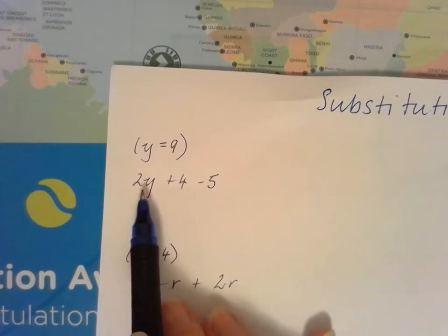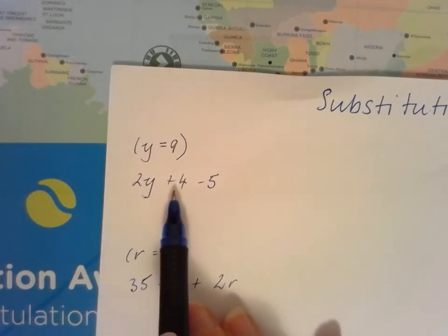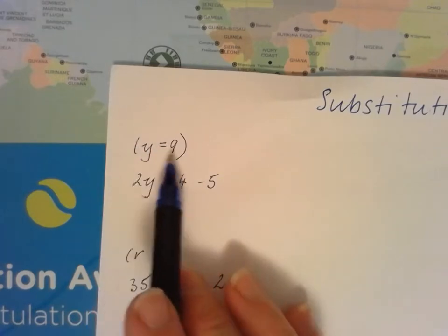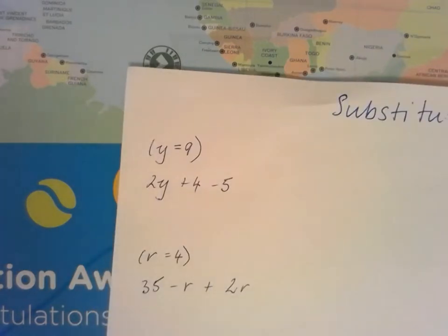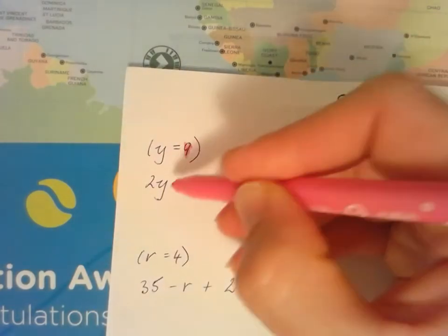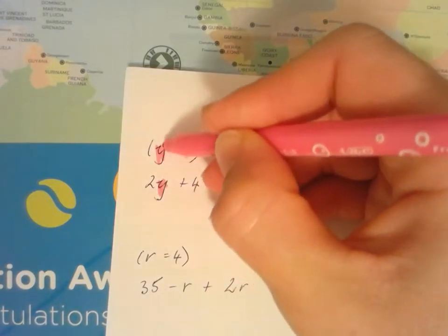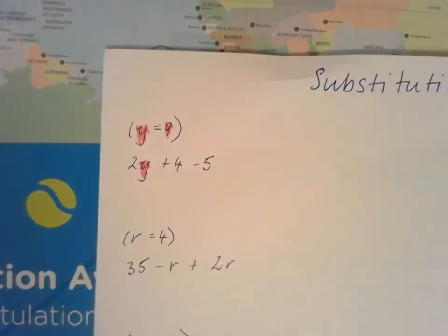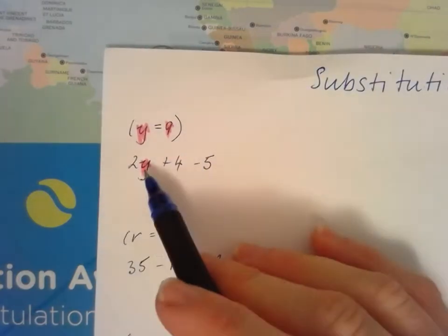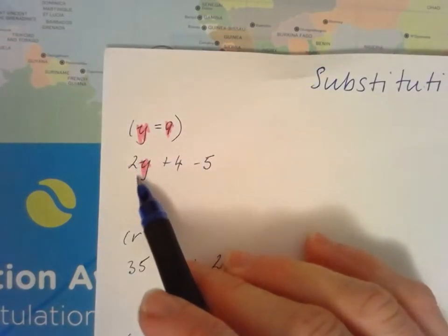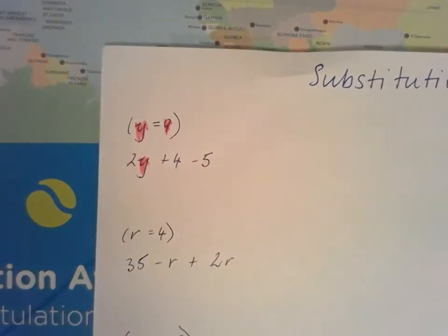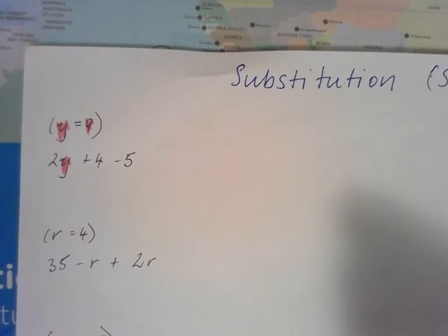So the first question on your quiz was 2y plus 4 take away 5 when we're told that y has a value of 9. Now the biggest mistake that people have made is that they've swapped it directly in to the position and made it 29. That's not the correct method for substitution.